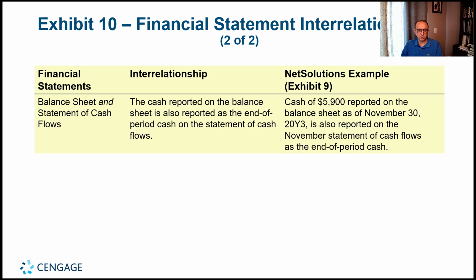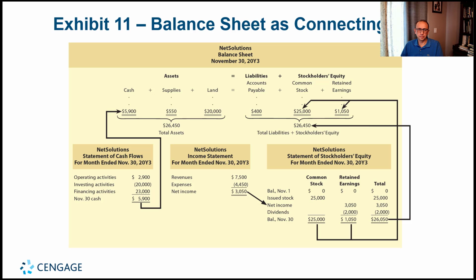And then the relationship between the balance sheet and the statement of cash flows is cash. So the cash reported on the balance sheet is also reported at the end of the period, cash on the statement of cash flows. We can look at the balance sheet as a connecting link.